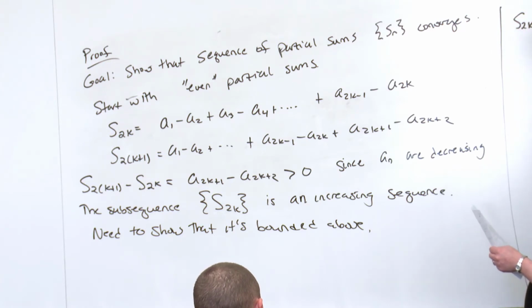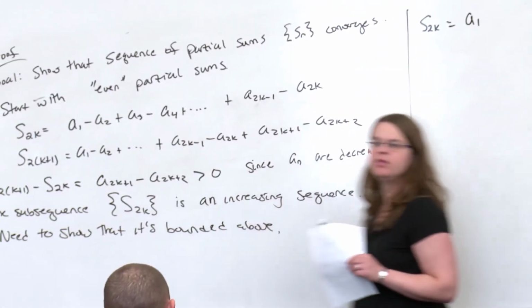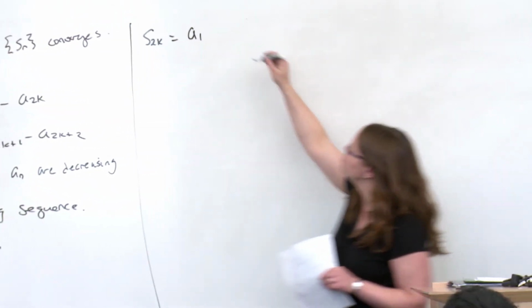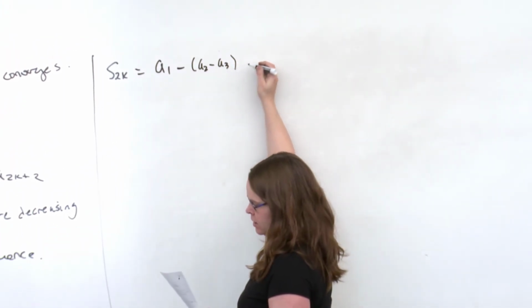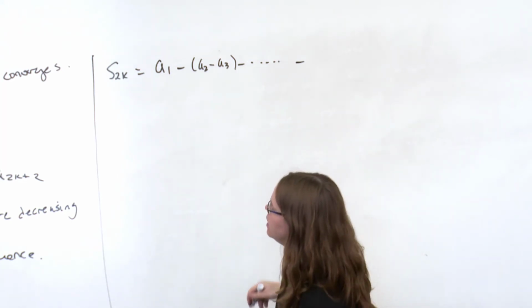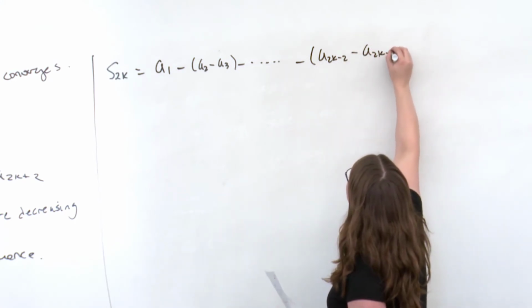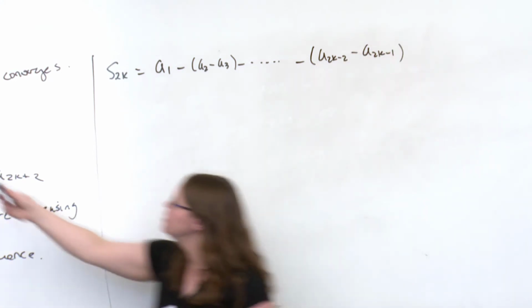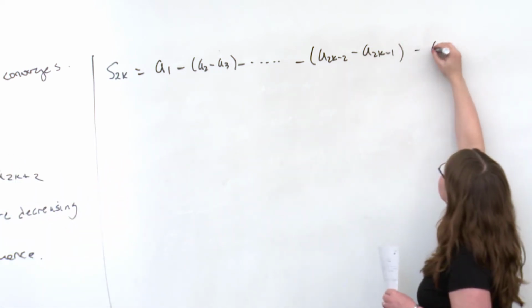So if we look at S2k in general, I'm just going to take this and rewrite it a little bit. So a1 minus a2 minus a3, right? Minus so on, minus a2k minus 2, minus a2k minus 1. So I've got my plus a2k minus 1 here. And then I still have to include this guy.